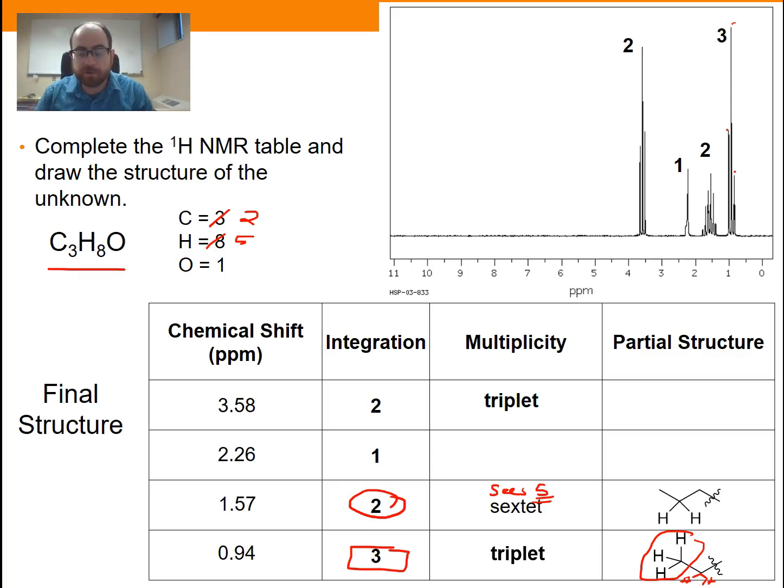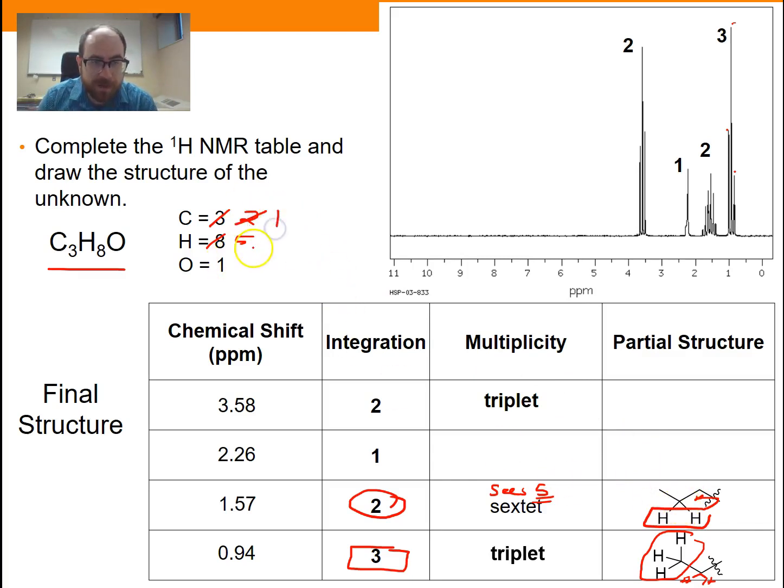Okay, so the partial structure is going to look like this. If I take a look at this set of hydrogens here, it sees 2 hydrogens on this carbon and 3 hydrogens on this carbon. So it sees 5 altogether plus 1. That gives me my sextet. With that, I have now taken into account the carbon and 2 protons here. So that's another part of my partial structure, and I've really accounted for that.